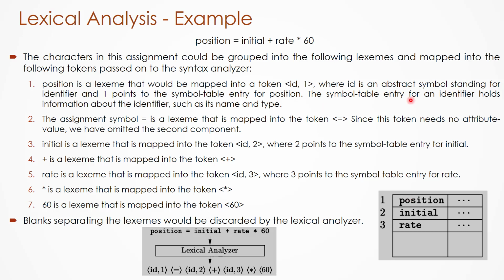The symbol table entry for an identifier holds information about the identifier such as its name and type. Some additional information is also stored in the symbol table along with the variable name. Type is also stored in the symbol table.